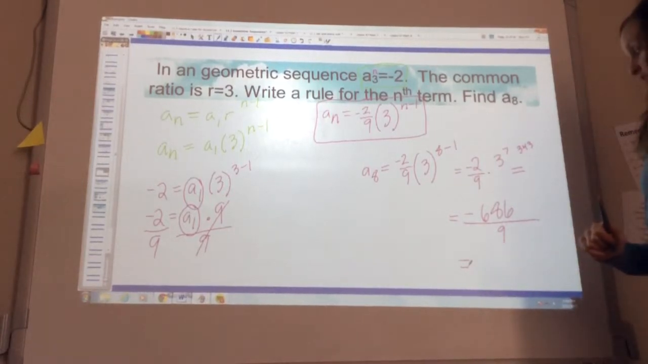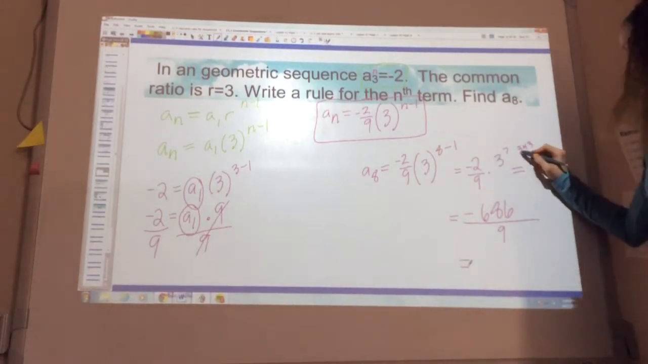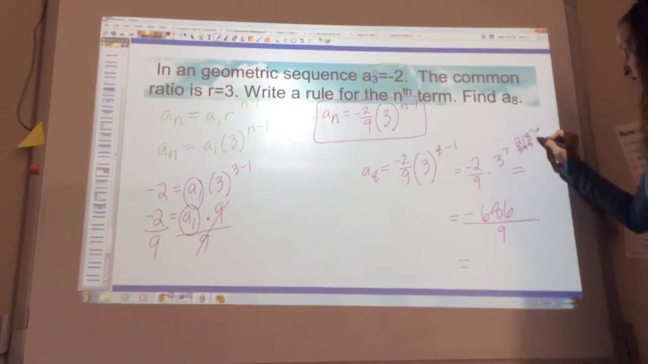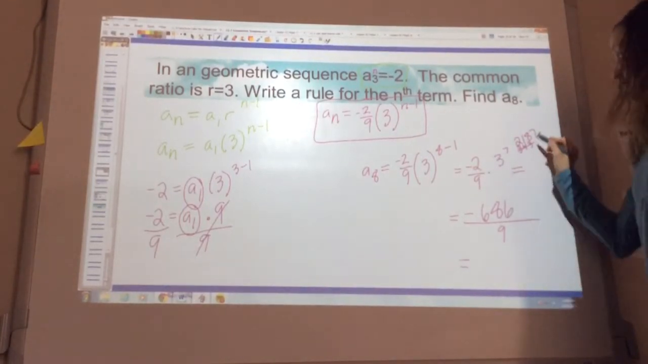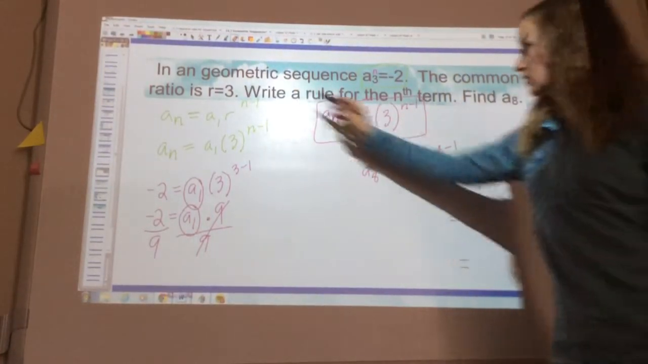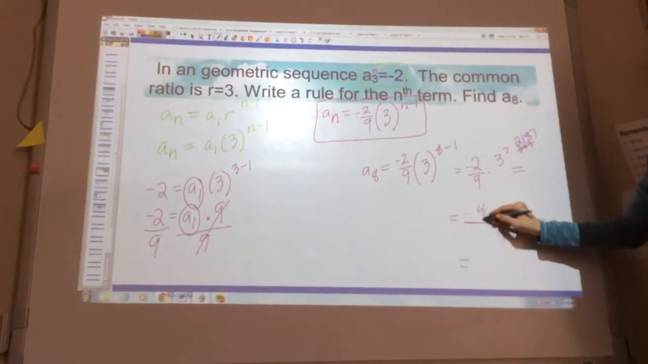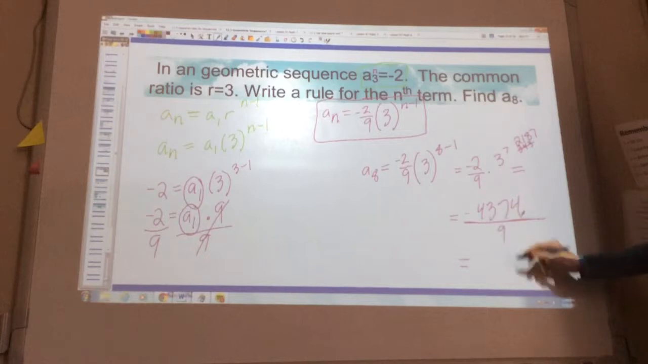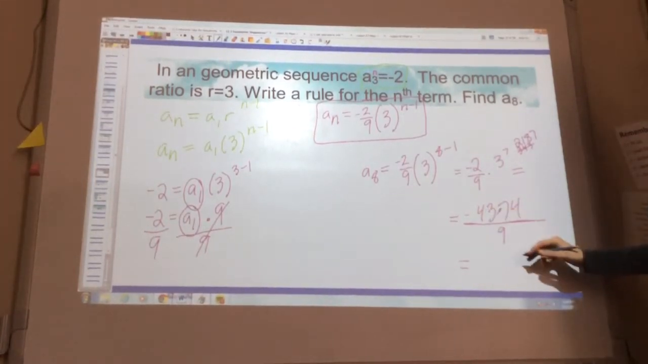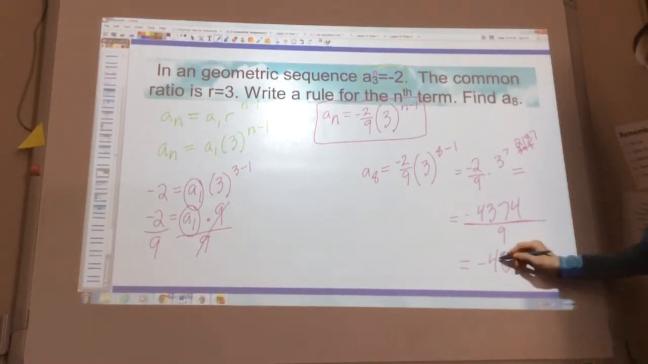It's not going to come out nicely, is it? Probably not. 3 to the 7th is not 240 or 340. What is it? 2,187. Okay, then multiply that times -2, and then we might actually get a better answer. -4,374. It's divisible by 9, you just have to add the digits up. It equals -486.